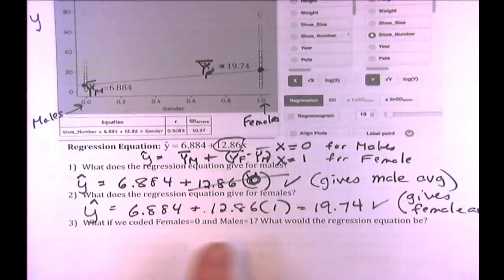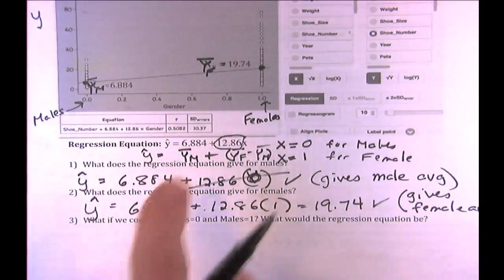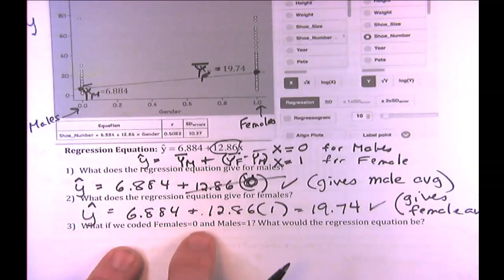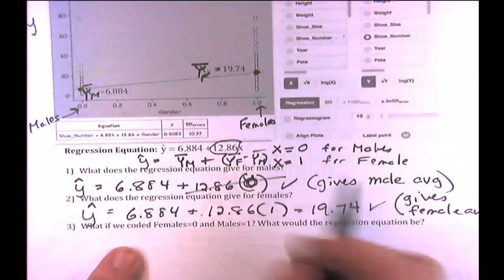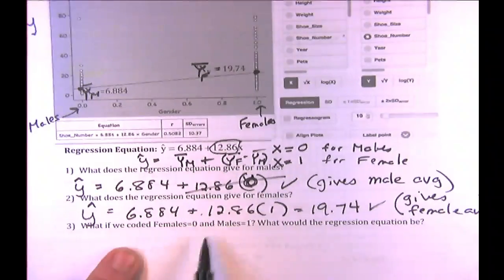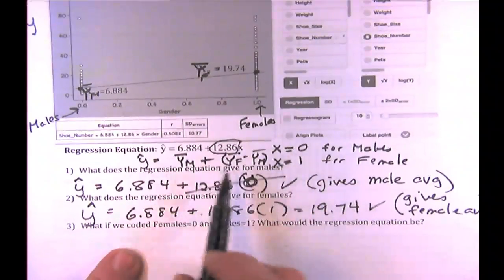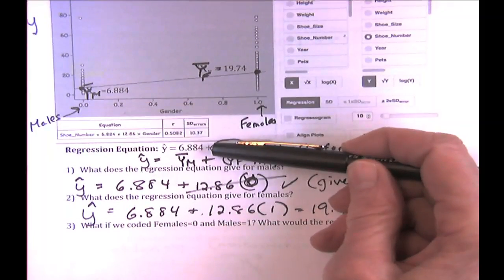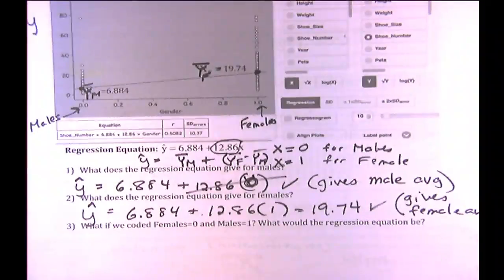Okay, so what if we coded it the other way? Could we use this equation? If we coded it the other way, and X is now 0 if you're a female, okay? So if we switched this coding, and if you're a female, this disappears. Is that going to give you the right equation? No. So what do we have to do?